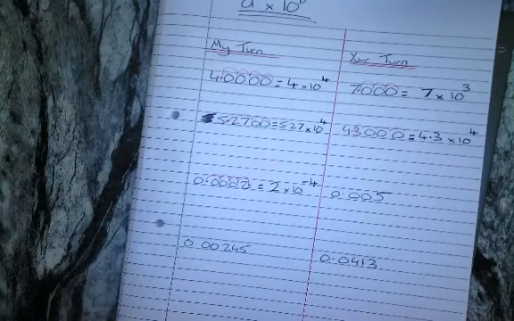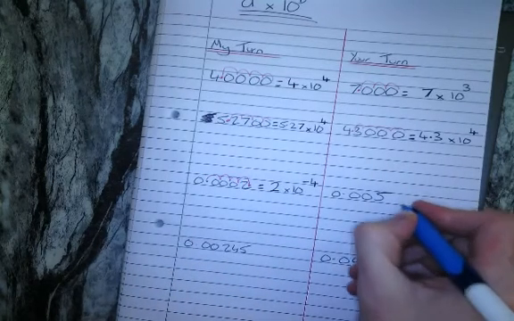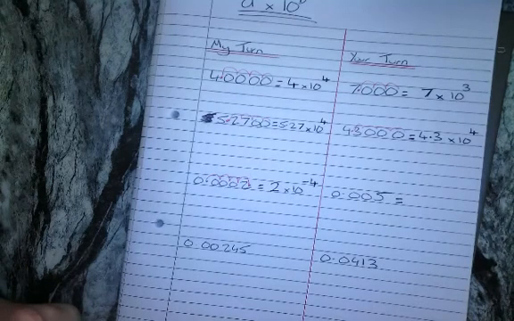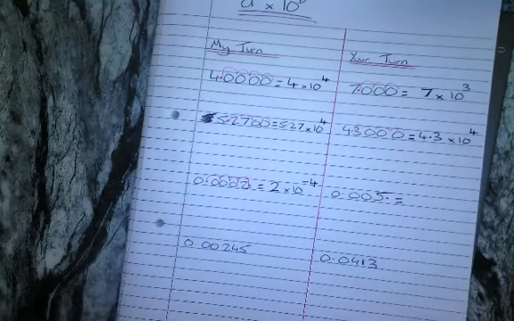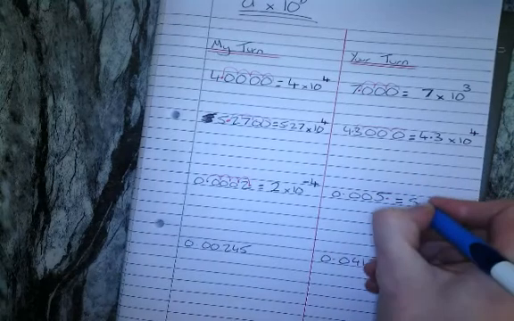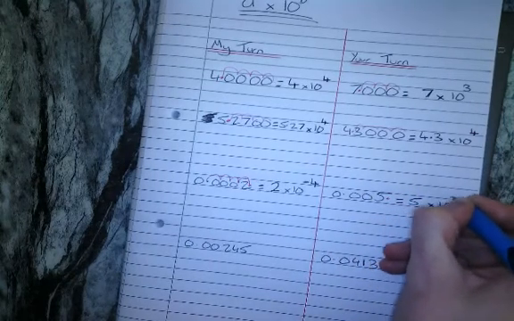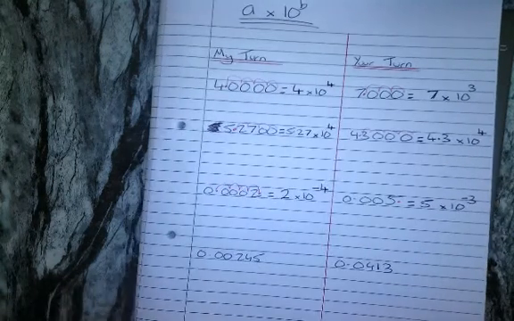So again, pause the video and you can do your turn question. Okay, well done. So we'll mark that one. So 0.005, so that's 5 thousandths. So we're going to put the decimal point there. And then it's moved 1, 2, 3. So first of all, my number is going to be 5 times 10, and because it's moved 3 places, to the power of minus 3.